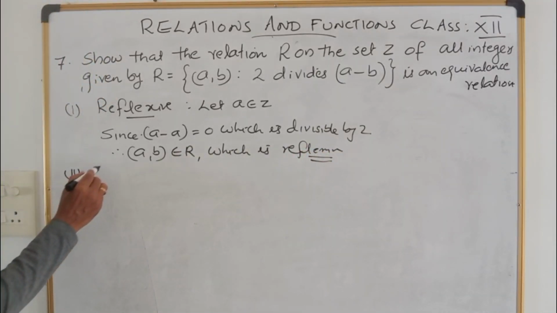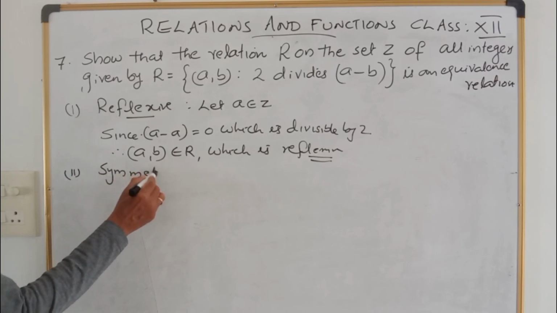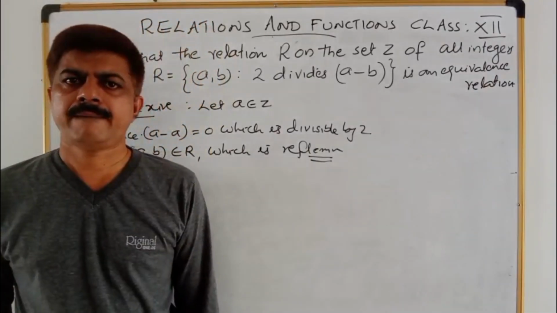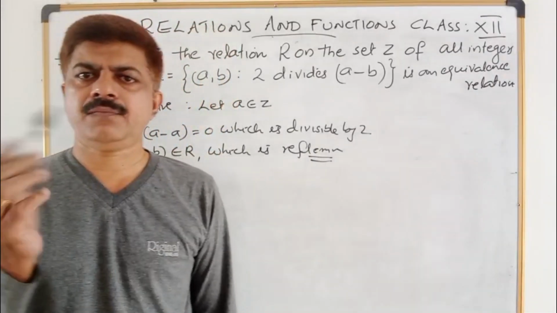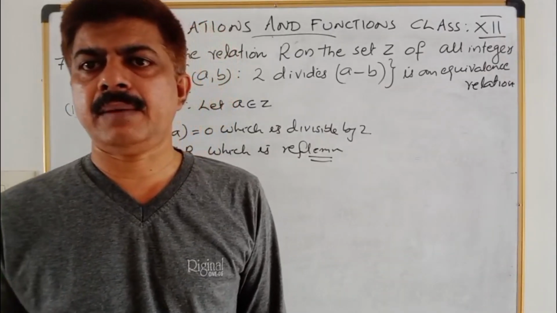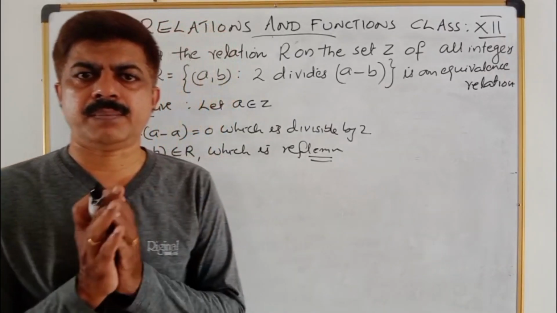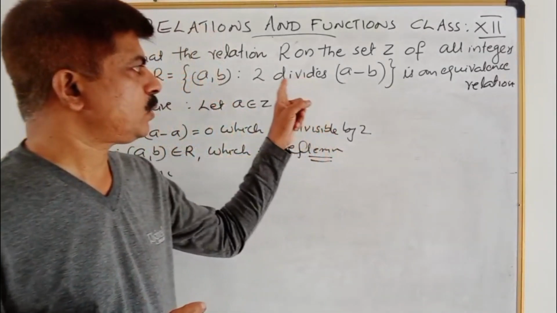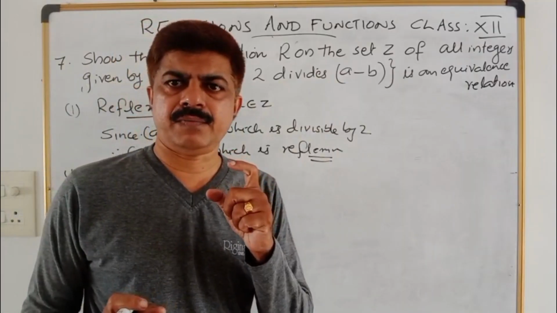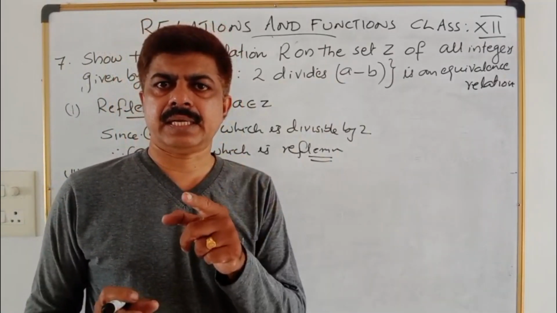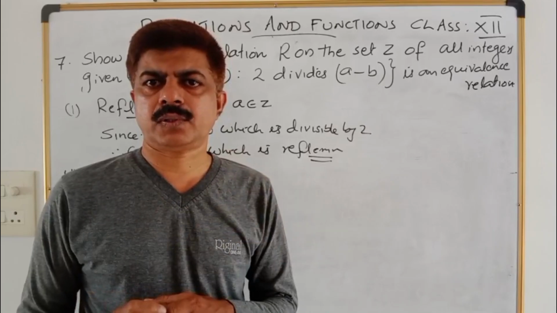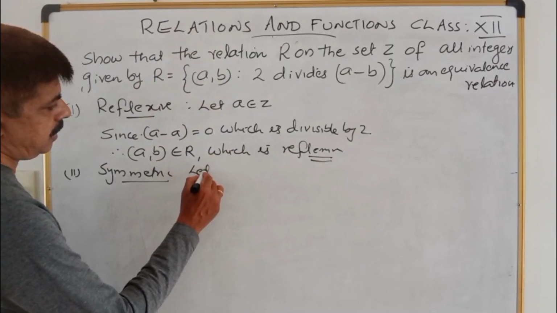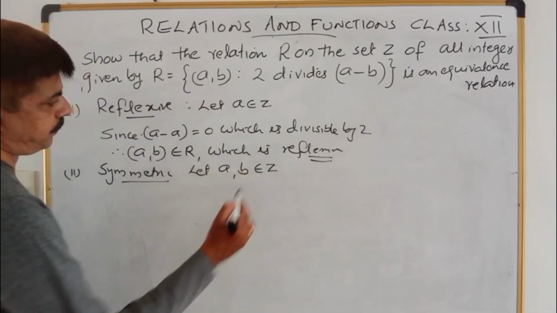Now let us check whether it is symmetric or not. How will you check whether the given relation is symmetric or not? We know that if (A, B) belongs to R, then (B, A) belongs to R. So we are going to select that type of ordered pair from the given relation. Suppose we select an ordered pair where 2 divides A minus B, for example 4 and 10. 4 minus 10 is divisible by 2, and 10 minus 4 is also divisible by 2. So while proving, we should take two integers A and B belonging to Z.